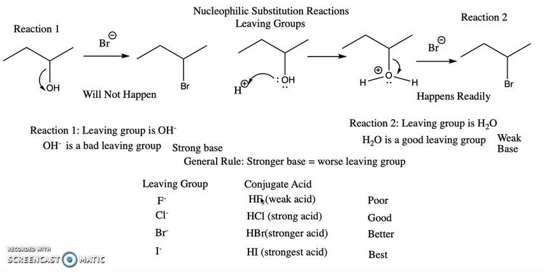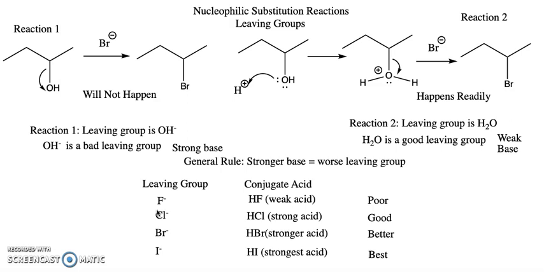Of this list, HF is the weakest acid. That means fluoride is the strongest base on this list, and it is a poor leaving group. We don't usually use fluoride ion as a leaving group. On the other hand, HI is the strongest acid on this list, meaning I minus is the weakest base, and I minus is the best leaving group on this list. And chlorine and bromine fall in the middle here.